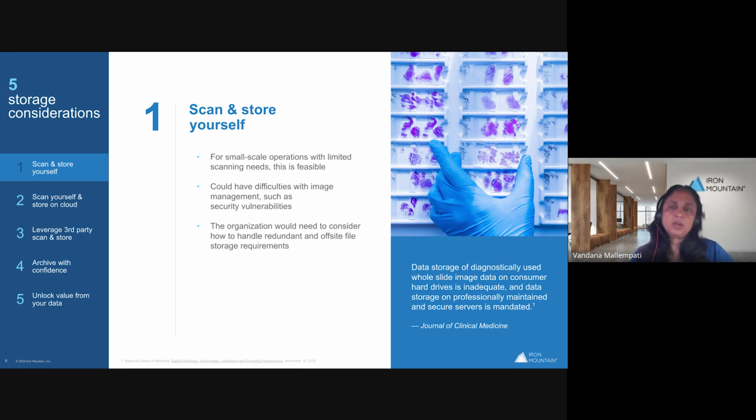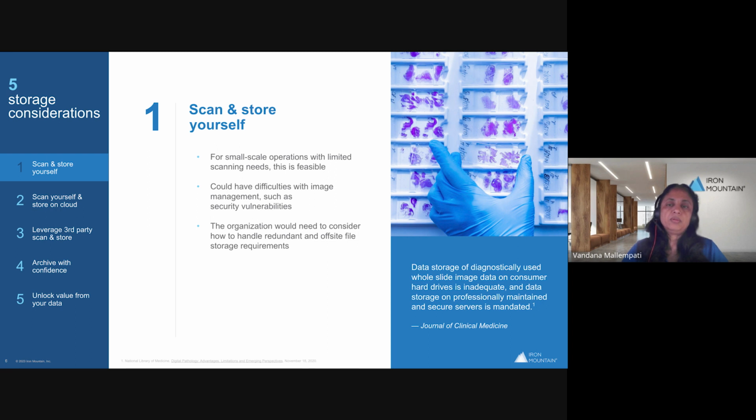For small scale operations with limited scanning needs, scanning and storing on-prem is feasible. The organization may require a single scanner to process a moderate number of slides. For example, 50 slides per day would generate about 80 gig of data per day. The PC for the scanner could potentially store 22 terabytes, enough to hold a year's worth of data. The drive could be swapped out each year to keep the operation running.